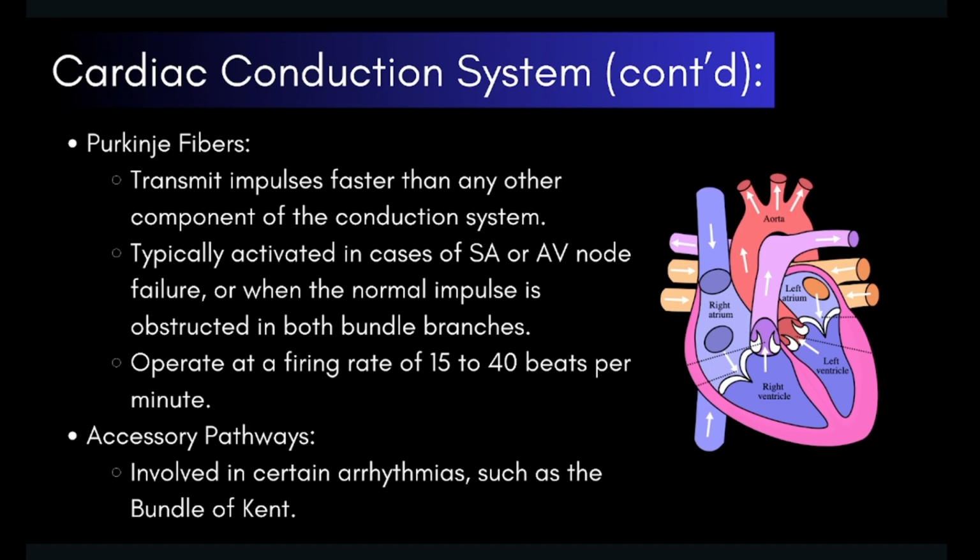So these Purkinje fibers operate at a firing rate of 15 to 40 beats per minute. Next, we have the accessory pathways of the cardiac conduction system, which are involved in certain arrhythmias, such as the bundle of Kent. We'll be going into greater detail with these when we're actually interpreting the graphs. Today is mainly just a knowledge build-up day.